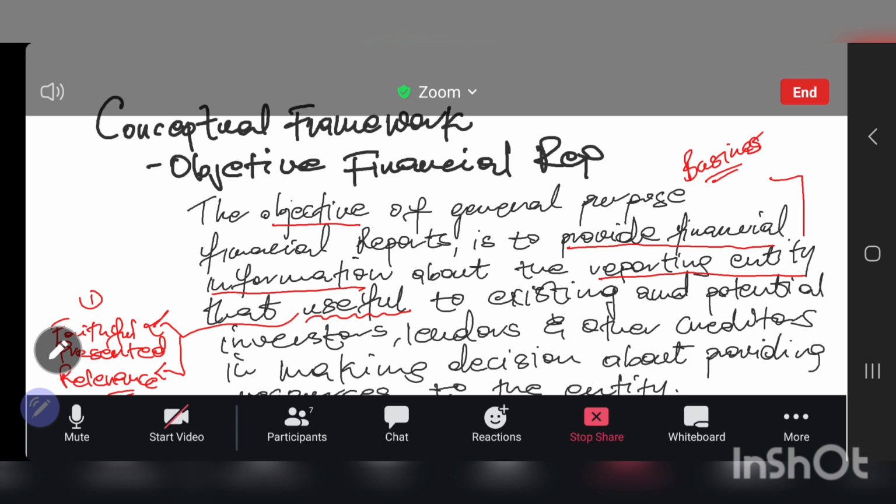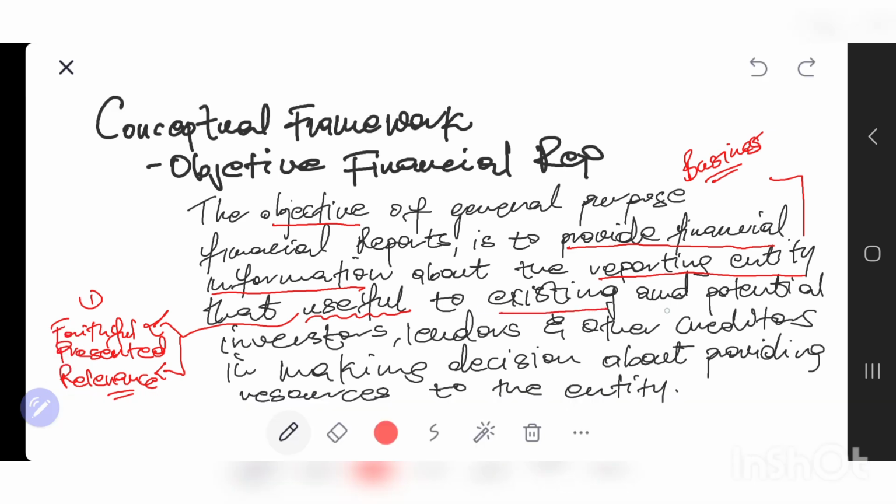So this information, we are providing it to who? We are providing this information to existing and potential investors, lenders, and other creditors. So this is important as well, because these three parties, potential investors, lenders, and other creditors, these are what we call primary users. So these people, we call them primary users of financial information.